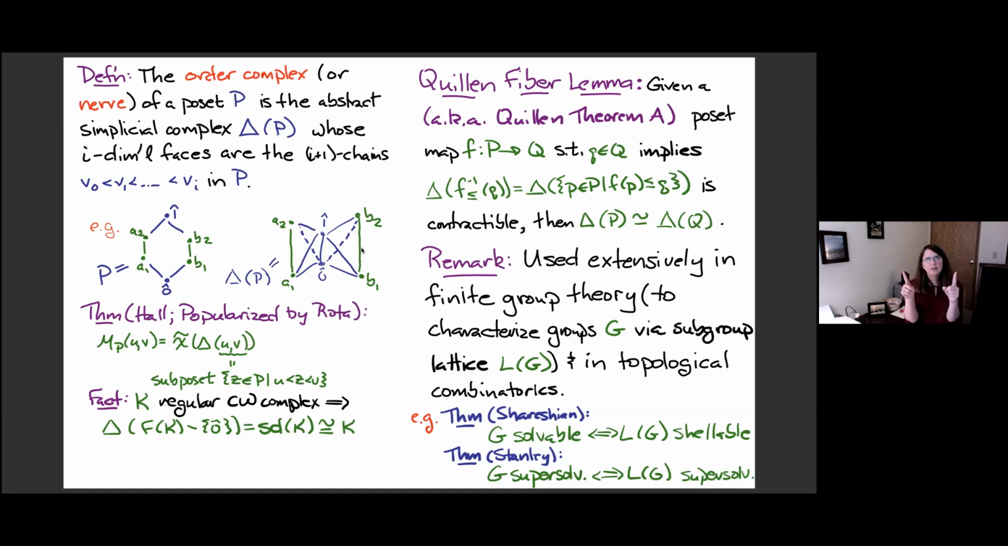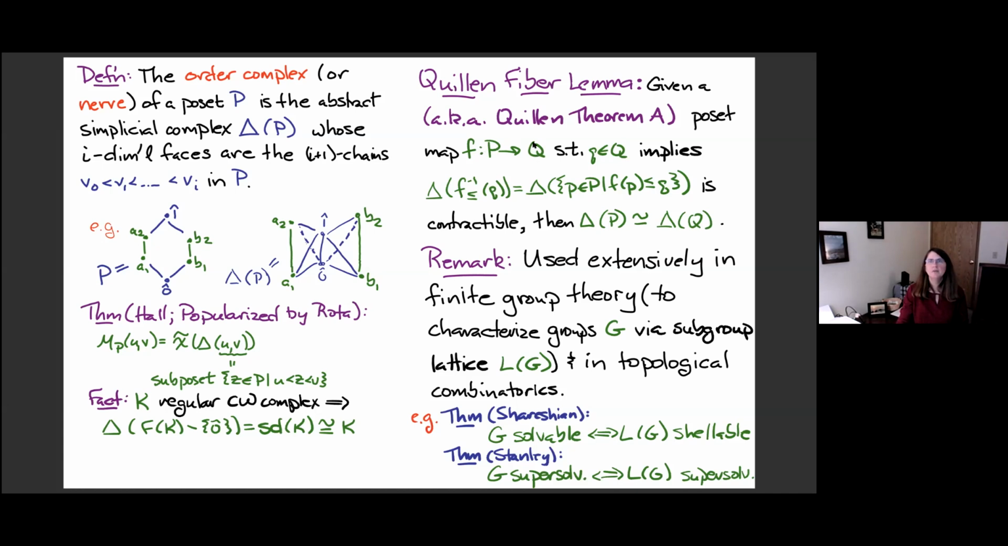And the reduced Euler characteristic is -1 plus the number of vertices, minus the number of edges, plus the number of 2-faces, and so on. You can use shellability and such to calculate the reduced Euler characteristic and get the Mobius function. One of the tools people like to use to study order complexes is the Quillen fiber lemma. What it says is if you have an especially nice map from a poset P to a poset Q, then the order complex of P should have the same topology, be homotopy equivalent, to the order complex of Q.